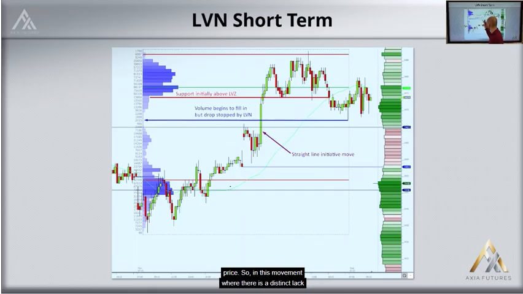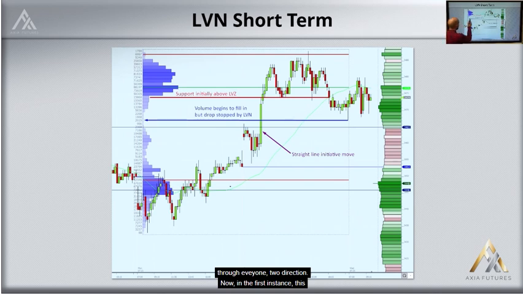So in this movement, where there is a distinct lack of volume, initiative here, you have got a number of prices, 1, 2, 3, 4, 5 prices, none of which have got more than 2,500 lots on. One of them has got less than 1,000. This implies a market that has traded straight all the way through without any two-directional trade.